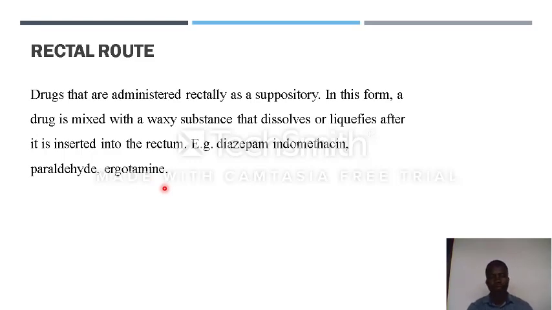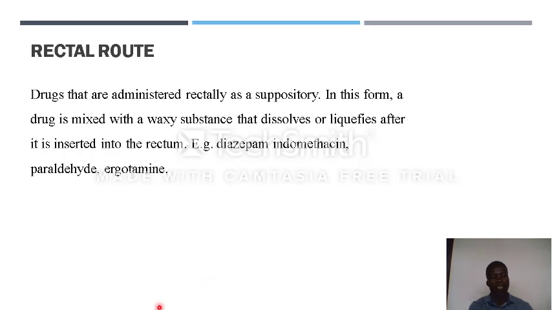All these drugs can be administered rectally, so you can give them through the rectum. These drugs are mixed with waxy substances, so immediately you push one into the rectum it will start melting, so that the vessels can take the drug into the systemic circulation and the body starts using it. So that is the rectal route.